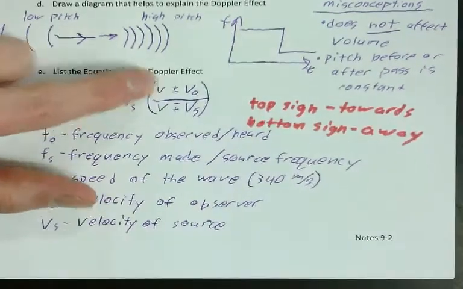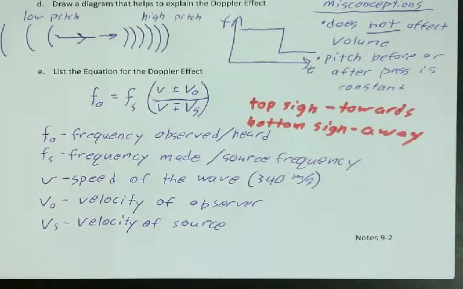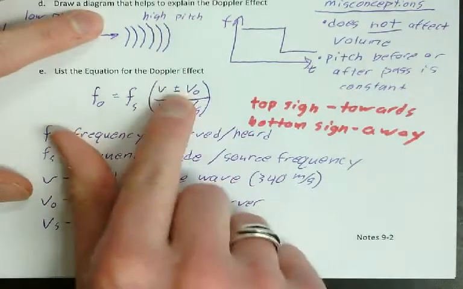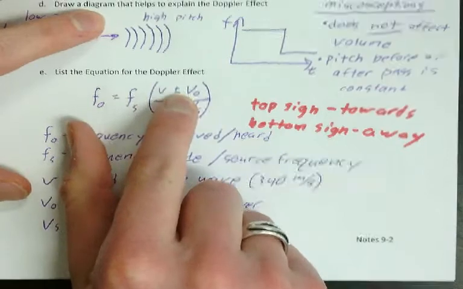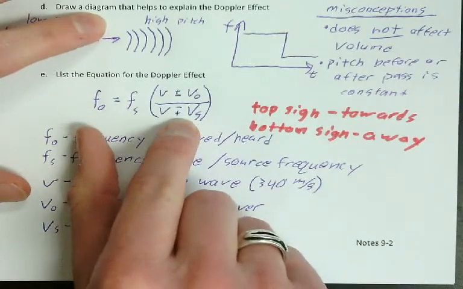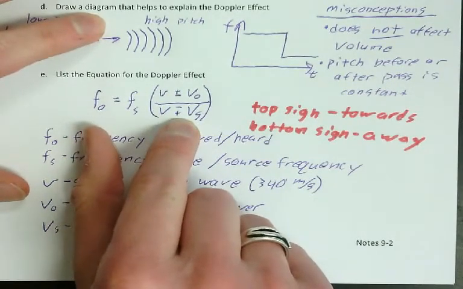So TT, top towards, that's how I remember it. Notice I did not say plus is towards and minus is away. I didn't say that because that's not always true. Yes, in the numerator, plus is towards because it's the top sign. But in the denominator, plus is away because it's the bottom sign.